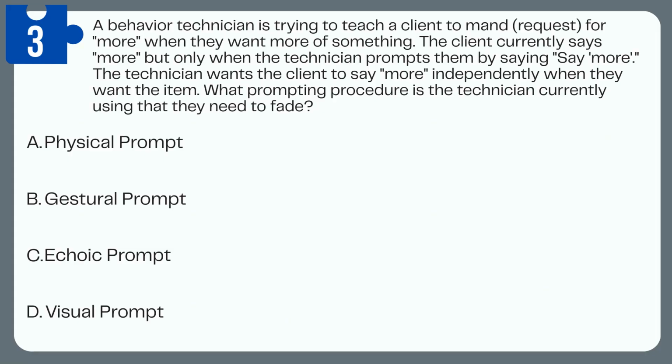Question 3. A behavior technician is trying to teach a client to request for more when they want more of something. The client currently says more, but only when the technician prompts them by saying, "Say more." The technician wants the client to say more independently when they want the item. What prompting procedure is the technician currently using that they need to fade? A. Physical prompt. B. Gestural prompt. C. Echoic prompt. D. Visual prompt.